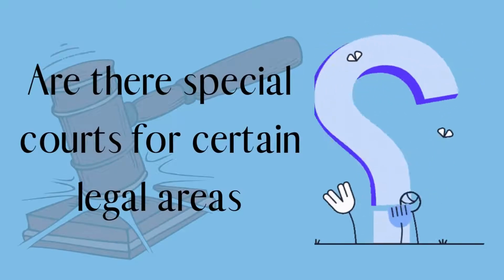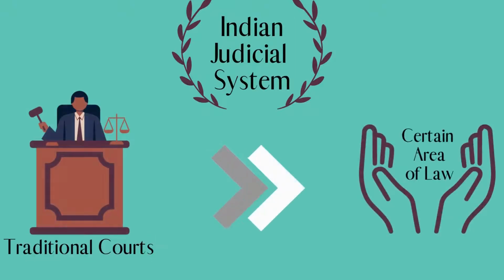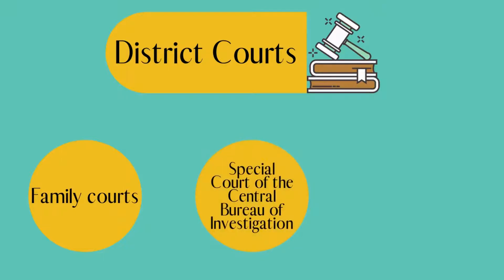Are there special courts for certain legal areas? Under the Indian judicial system, certain traditional courts have been specifically tasked to deal with certain areas of law. District courts usually have courts formed under specific statutes, such as family courts, to deal with issues relating to marriage, inheritance, guardianship of minors, and maintenance. The Special Court of the Central Bureau of Investigation deals with cases of corruption and bribery. Some high courts and district courts house commercial courts, which deal only with commercial matters of specific value, including matters relating to arbitration.